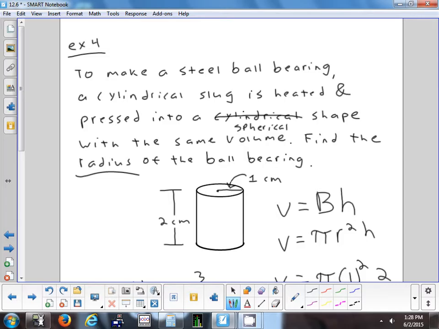Okay, so I made that mistake here. I said you're pressing a cylindrical shape into a cylindrical shape. I meant to make a spherical shape. A ball bearing is a little sphere. Has anyone ever seen those before? Ball bearing? Yeah, they're like little tiny spheres. They're usually like chrome. Sometimes they put them in any parts that they want to move nicely.